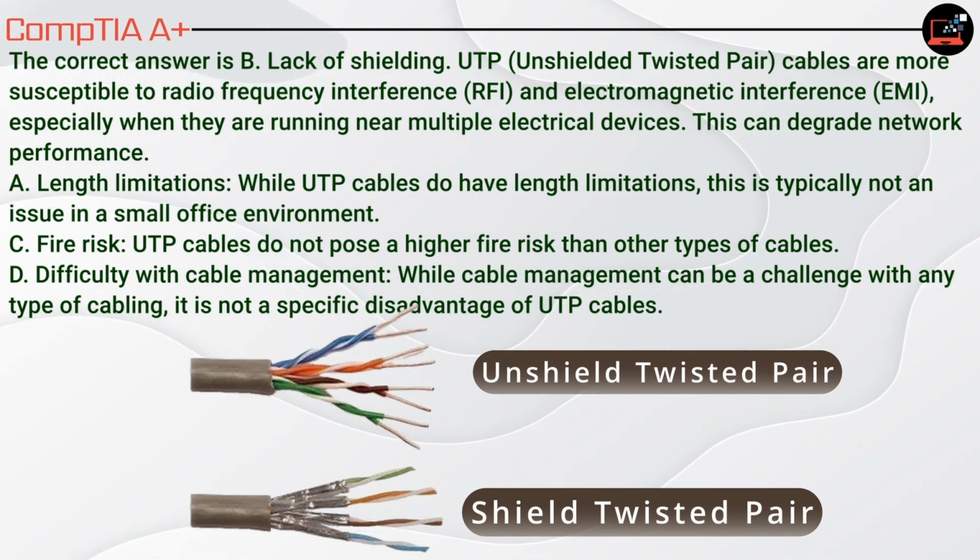A. Length limitations. While UTP cables do have length limitations, this is typically not an issue in a small office environment. C. Fire risk. UTP cables do not pose a higher fire risk than other types of cables. D. Difficulty with cable management. While cable management can be a challenge with any type of cabling, it is not a specific disadvantage of UTP cables.